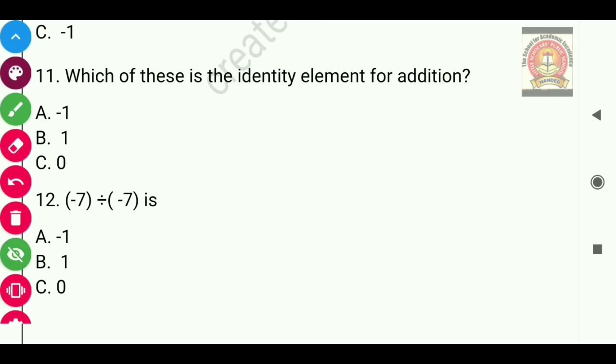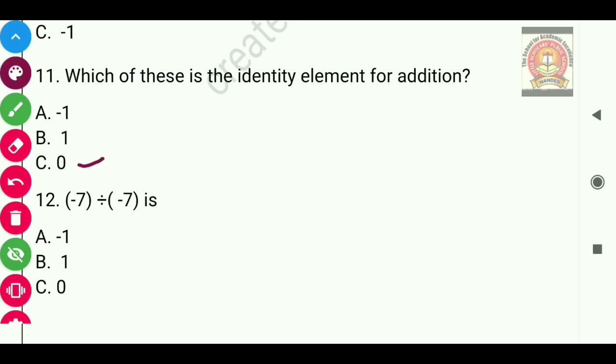Question number 11. Which of these is the identity element of addition? And we know this answer. Yes, children. What's that? Identity for addition is such an integer which on addition gives the integer itself. So there is only one such number, that is 0. When you add 0 with any integer, the result is the integer itself.